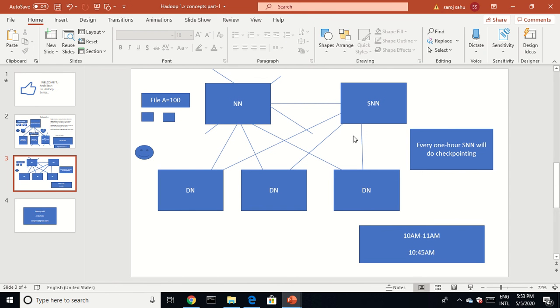If something goes wrong with the name node's metadata and it is corrupted, then I can have the copy of the metadata in the secondary name node, and that can be copied to the name node, and the cluster can be accessible. That means the data present in the data nodes can be fetched by the client, and read and write operations can happen in the cluster. So this is a little bit about the secondary name node and how the name node's metadata can be safeguarded by it.